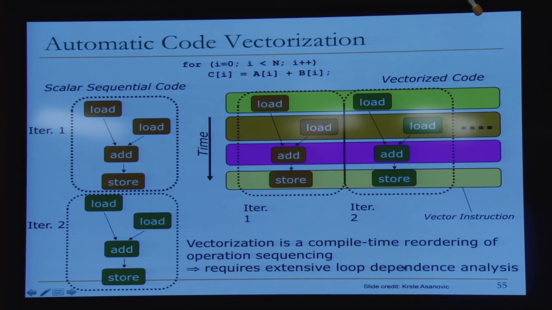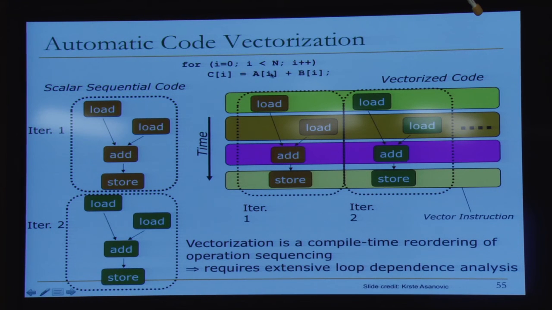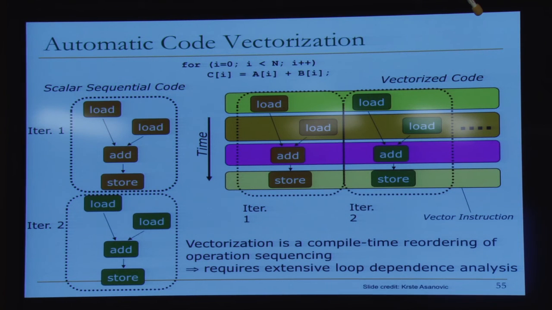But this requires extensive loop dependency analysis. What does this mean? Well, you somehow need to figure out whether the different loop iterations are dependent or independent of each other. For example, if one of these was an I minus 1 or I plus 1, it wouldn't work, right? If you're adding a value that's being written by the next iteration or the previous iteration, it won't work. Or I minus 1 actually works better here, I guess. Okay. Is this clear? So keep this picture in mind.